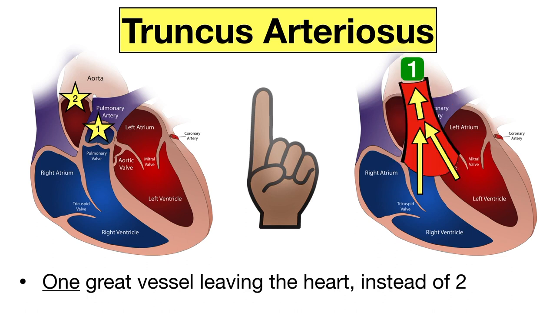As a result, there is a ventricular septal defect, or a hole between the right and left ventricles, and one great vessel leaves the right and left ventricle. As a result, both oxygen-rich and poor blood is delivered to the body, and this can lead to potential cyanosis. So again, you can use the number 1 to remember Truncus Arteriosus and one great vessel leaving the heart.